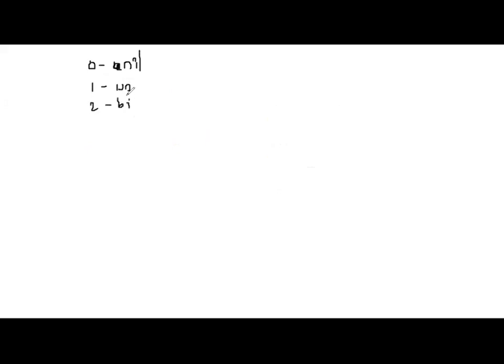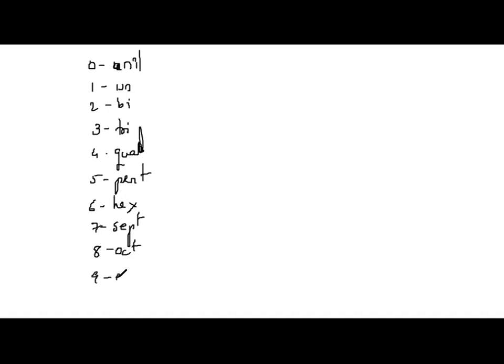For 2, it is bi. For 3, it is tri. For 4, quad. For 5, it is pent. For 6, it is hex. For 7, it is sept. For 8, it is oct. For 9, it is enn.